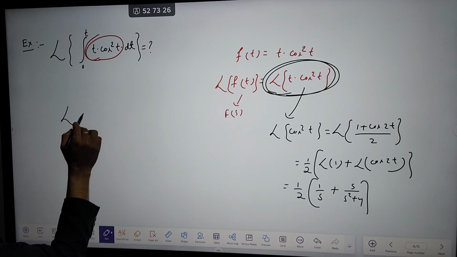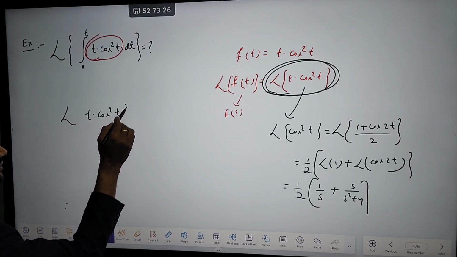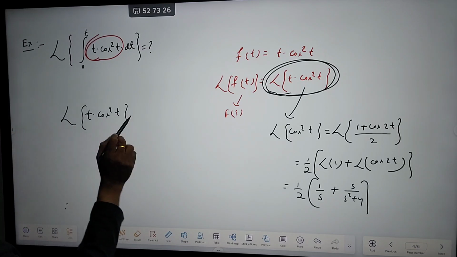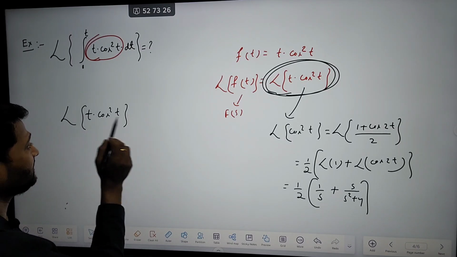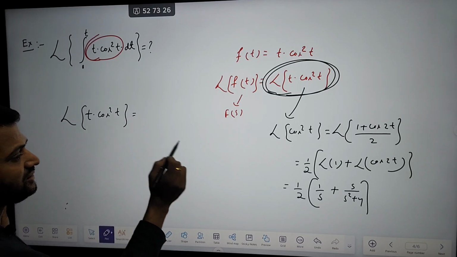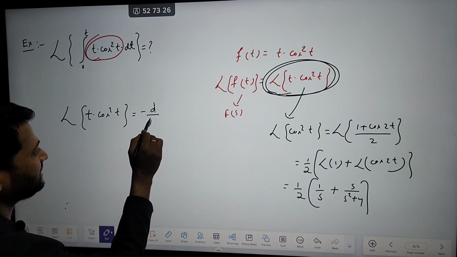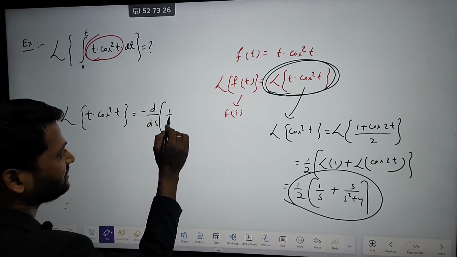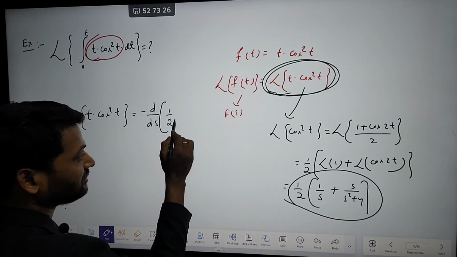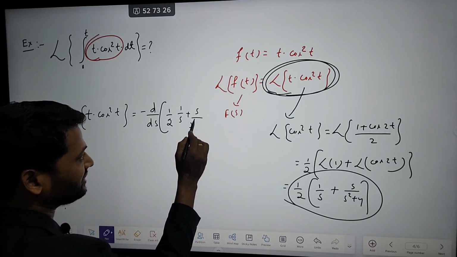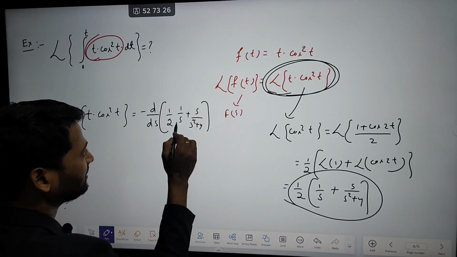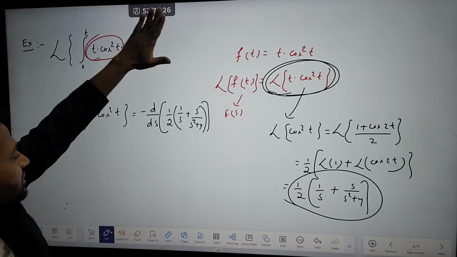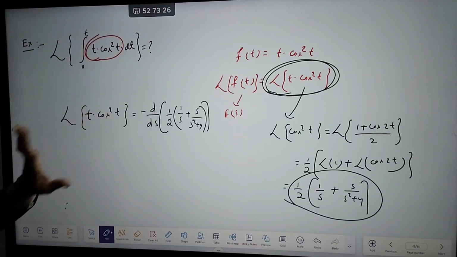So here I am writing Laplace of t into cos square t. What will it be? As per the theorem, here you apply the effect of multiplication by t. So what is the answer? That means minus of d by ds of that function, let us assume it is F(s). So 1 by 2, 1 by s plus s by s square plus 4. Are you getting my point? Forget about this question. First you find out Laplace of t into cos square t.